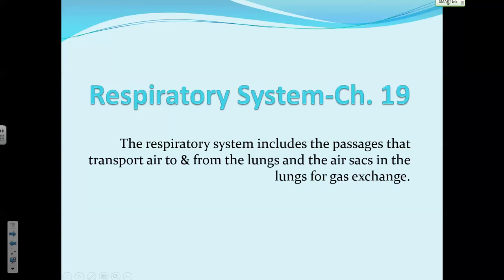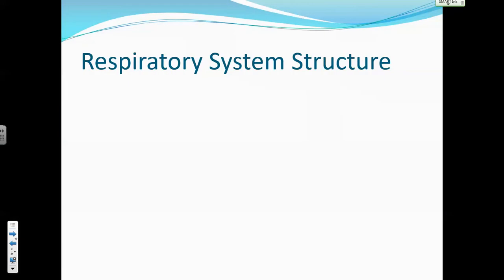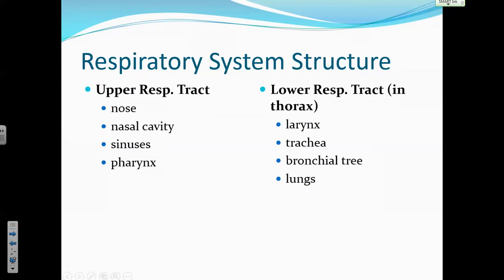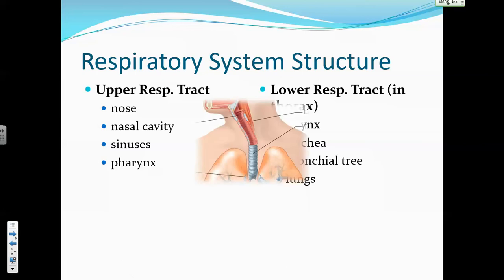This is the organ system that allows oxygen from the air you breathe to get into your blood and CO2 from your blood to get into the air. So it's involved in what we call ventilation and external respiration, which is the movement of the gases in and out of the body. When we look at the system, we have an upper respiratory tract, and then in the thorax is the lower respiratory tract. You can see the organs here, and we're going to run through these organs today on this picture.